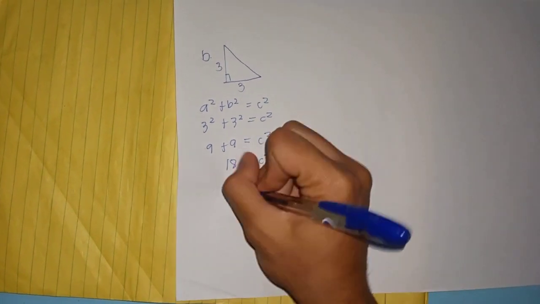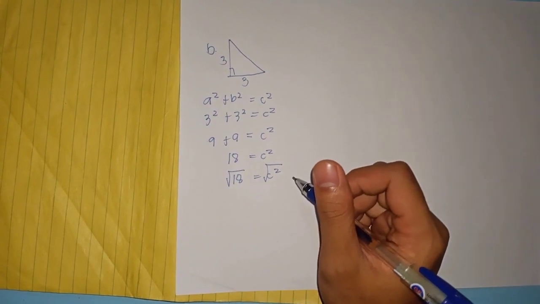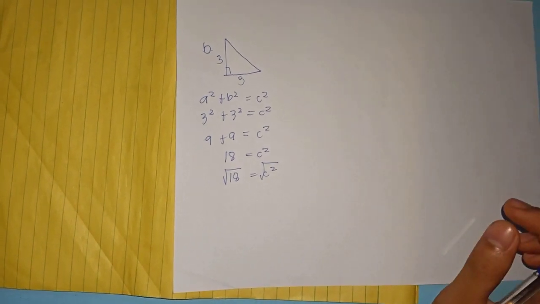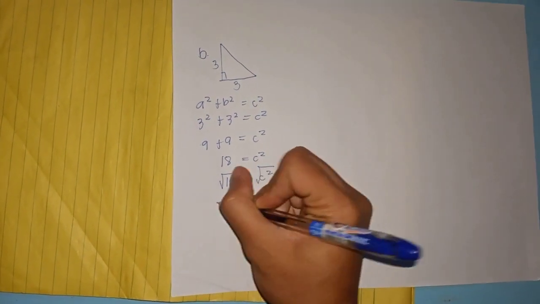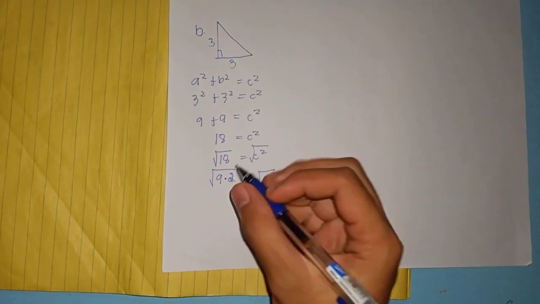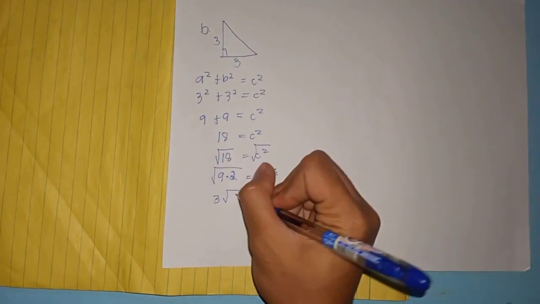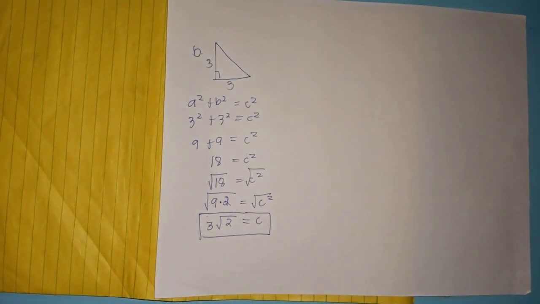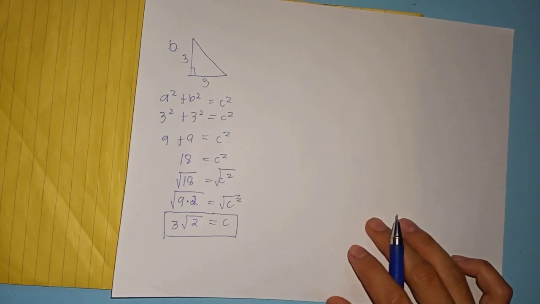Next is to take the square root of both sides. 18 is equal to c squared. Since 18 doesn't have a perfect square root, we look for two numbers that multiply to get 18, where one is a perfect square. So we have 9 times 2. Since 9 is a perfect square, the square root of 9 is 3, which comes out, and 2 remains inside. So this is the value of our C. The value of A is 3, B is 3, and the value of C is 3 square root of 2.